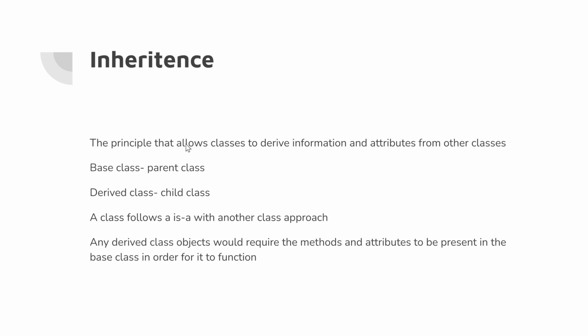Inheritance. This principle allows a class to derive attributes from other classes: base class, parent class, derived class, child class. A class follows an is-a approach with another class. Any derived class objects would require the methods and attributes present in the base class in order for it to function.